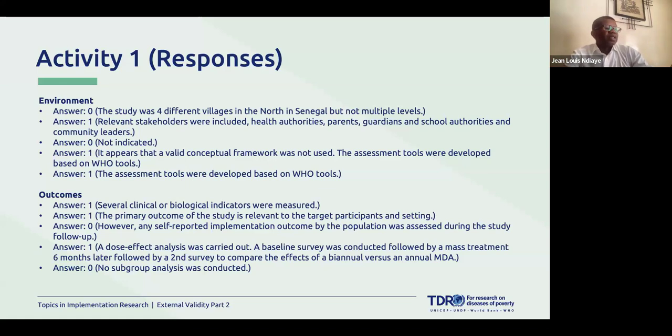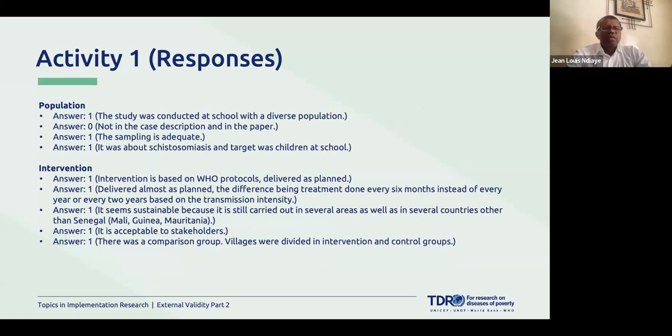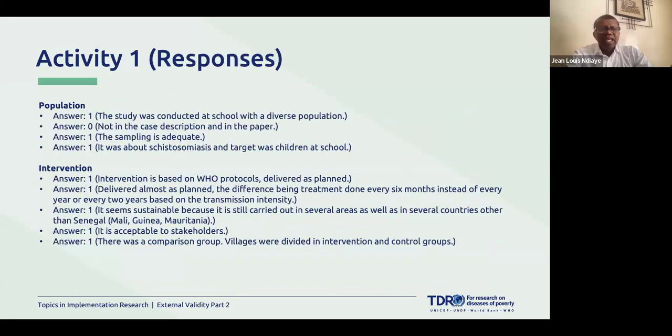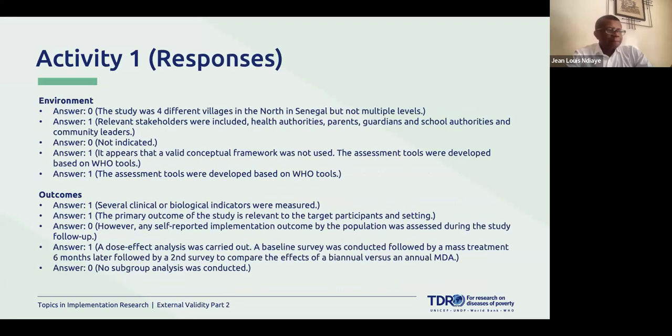So this is the grid of how you can assess the external validity of a particular study, taking into account the population, the intervention, the environment, and the outcomes. Okay? Any questions? Yeah, thanks.